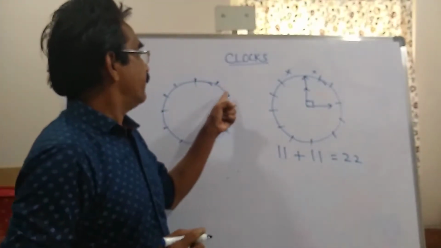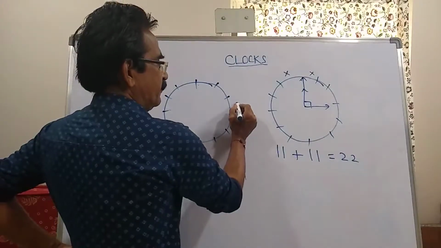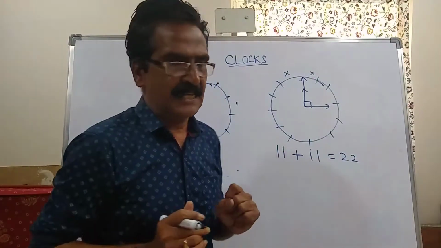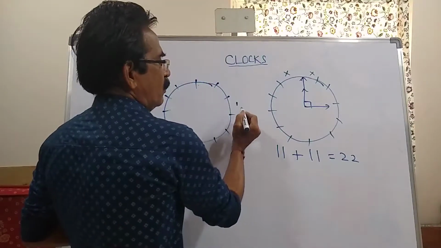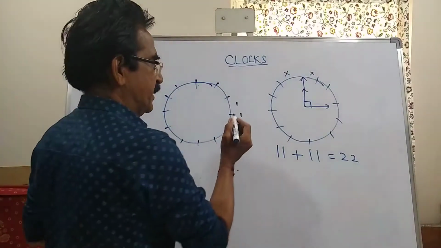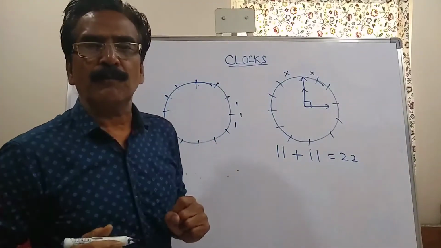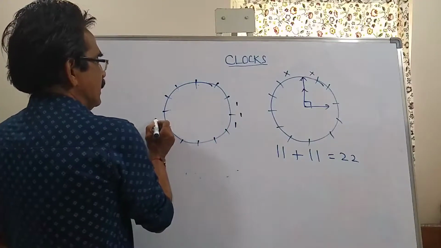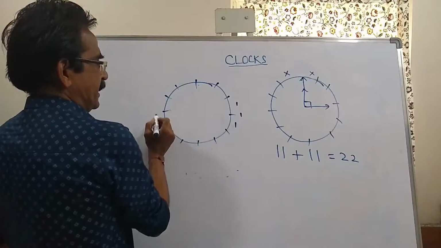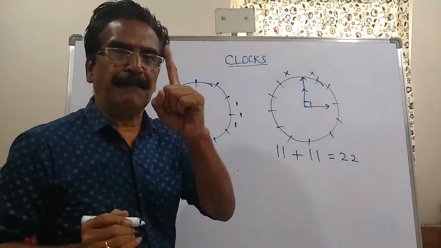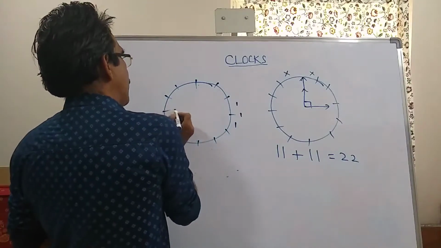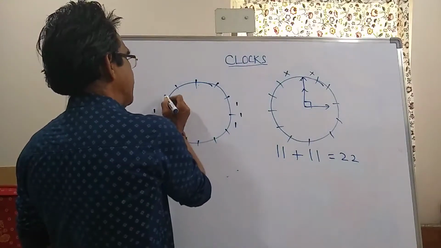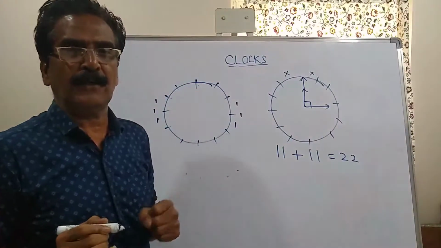See, between 2 and 3, hands will come to a perpendicular position only one time. At 3 o'clock, hands will come to a perpendicular stage, and between 3 and 4, hands will come to perpendicular position only once. In the same way, between 8 and 9, hands will come to a perpendicular position one time, and at 9 o'clock, hands will come to perpendicular position. Between 9 and 10, hands will come to a perpendicular position.